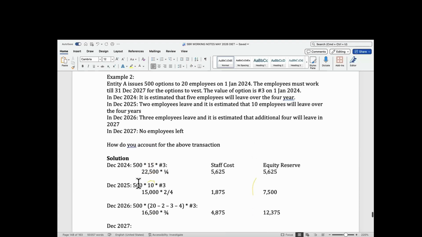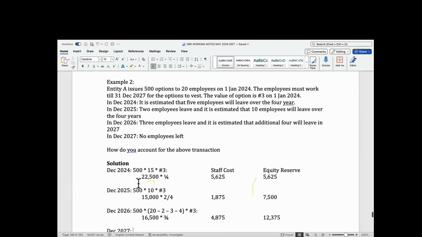I agree with Amala, because 20 people, 22 people have left. 20 minus 2 minus 3, that's 5. The 4 did not come into effect in 2027. So that's 20 minus 2 minus 3, that's 15.